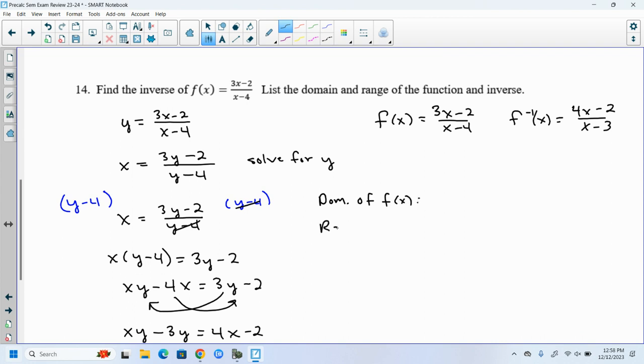Range of the function, domain of the inverse, and range of the inverse.